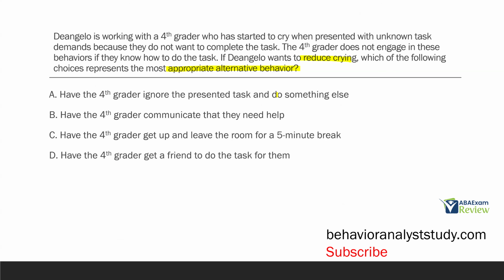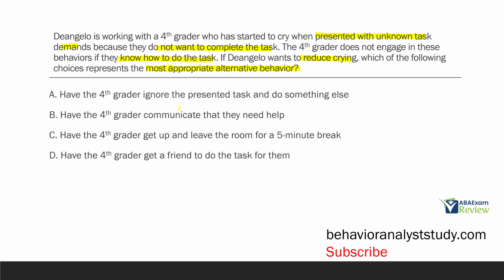So, what do we know about crying? Well, we know the fourth grader cries when presented with an unknown task demand for escape. They don't want to complete the task. However, the fourth grader does not engage in crying if they know how to do the task. So, if we can teach the fourth grader an alternative to crying to get out of the task, and we can teach the fourth grader how to do the task, we can reduce crying. So, what is the most appropriate alternative behavior given this information?